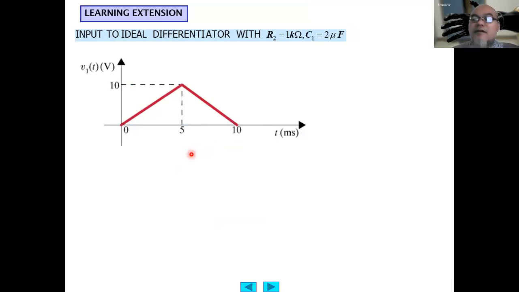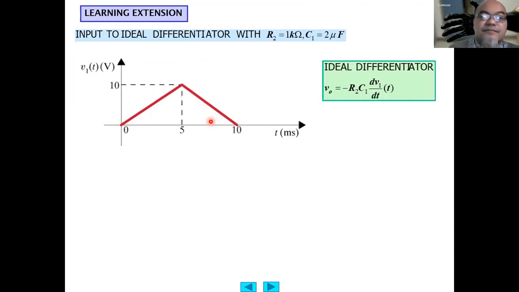Okay, now let's learn some problems, the application of the op-amp as differentiator and as integrator. This graph shows the input to an ideal differentiator, where R2 is 1 kilo ohm and C1 is 2 microfarad. Calculate the V output if the V1 signal looks like this, a sawtooth waveform. Since it is an ideal differentiator, the output will be the gradient of the input signal.